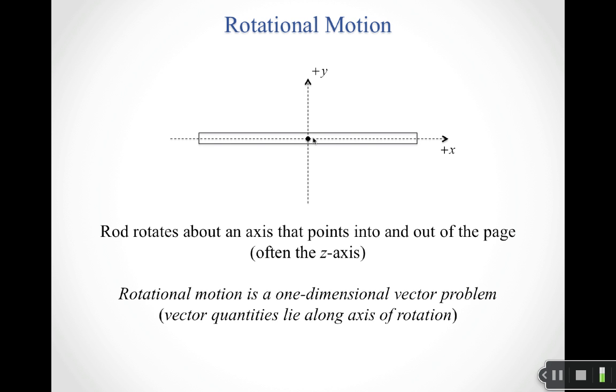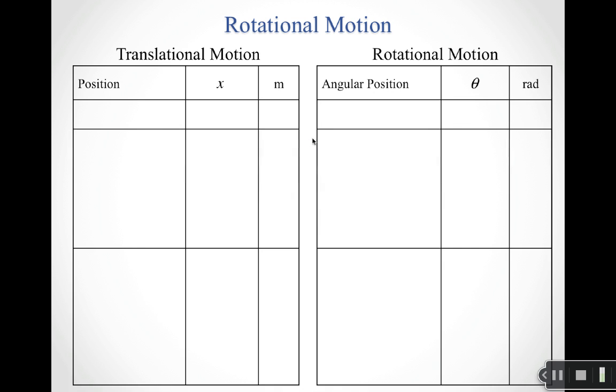The downside is that now we've got a third dimension to deal with. The upside is that in some sense that third dimension is the only one we're going to care about. So our rotational motion problems are going to end up being one-dimensional vector problems, because all of the vector quantities we're going to talk about lie along the axis of rotation. Even though we need three dimensions to picture what's going on, we can work it as a one-dimensional problem because all the vector quantities we care about point along the axis of rotation. So that's just something to keep in mind.